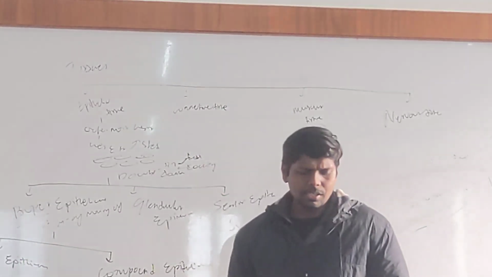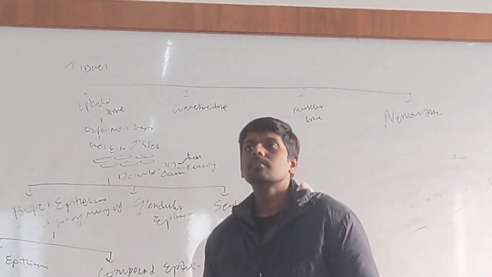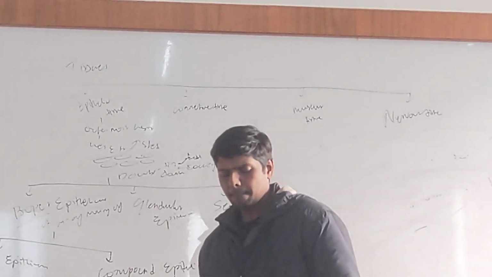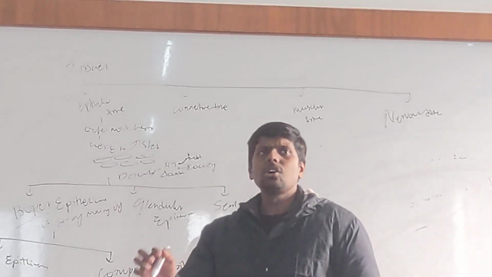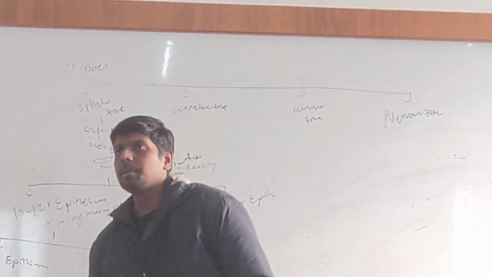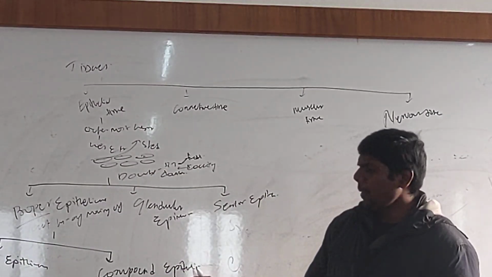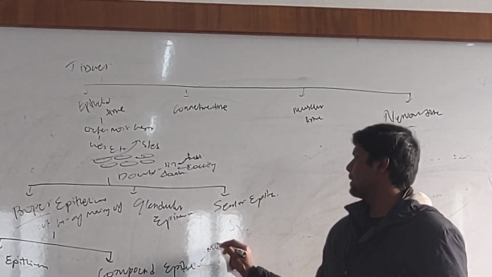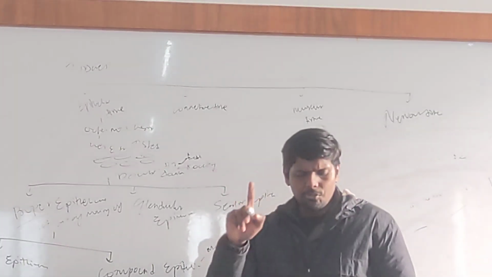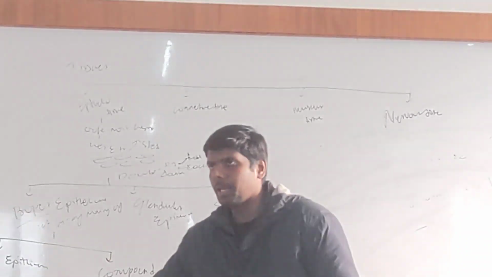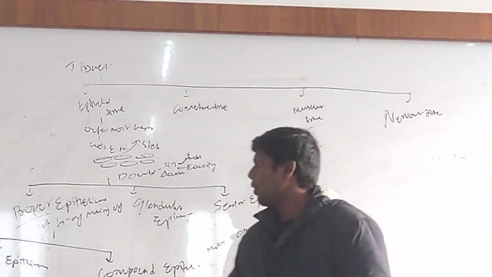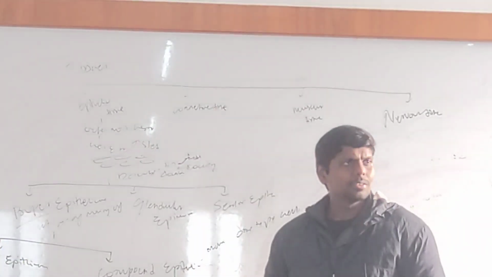So, what is the difference between simple and compound? Simple epithelium means it has only one type of cell. Only one type of cell will be present in simple epithelium, whereas in compound epithelium, more than one type of cell will be present. If only one type of cell is present, then that is called simple epithelium. More than one type of cell will be compound epithelium. Is it clear?